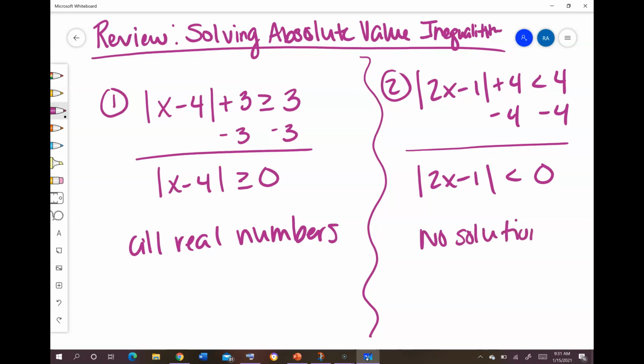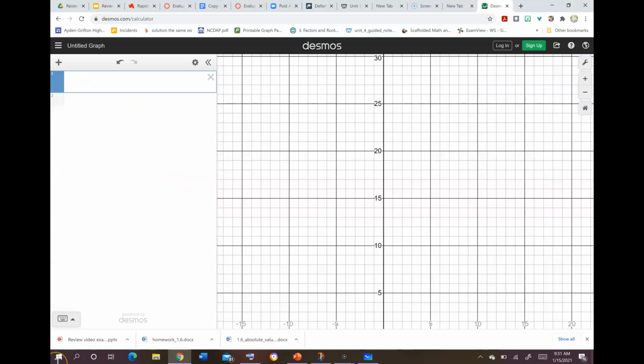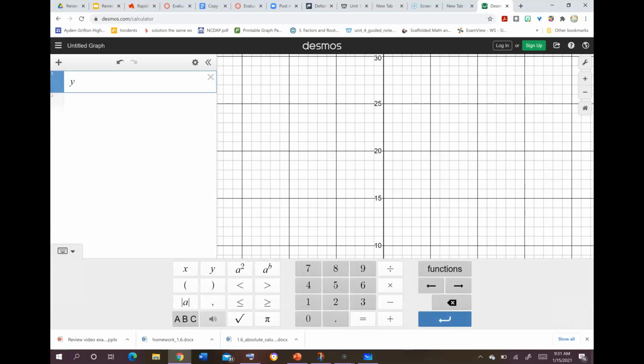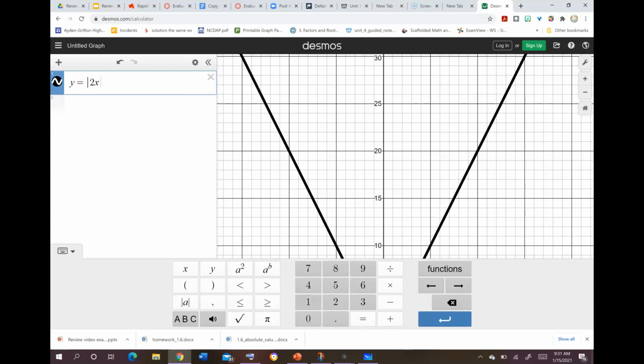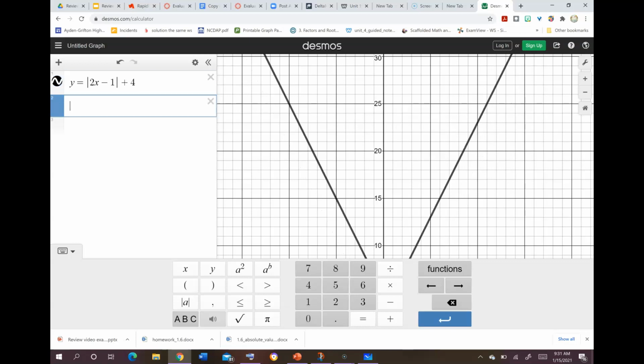So let's see what a no solution looks like on the graph. We're going to type them in. You're going to type the equation in first, just like a normal equation. Y equals absolute value of 2x minus 1, minus 1, and then it was plus 4. And then the inequality was y is less than 4. Yes, I did that right.